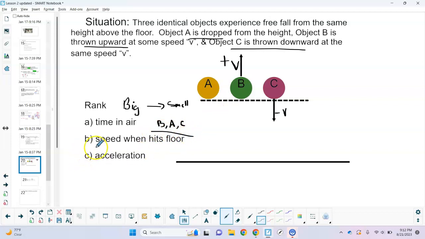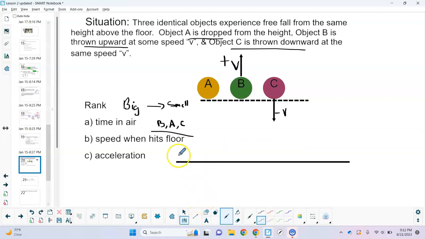Okay. Question B is a little bit tricky, and it says the speed with which they hit the floor. So if we had some sort of measuring device where we can measure how much speed each one runs into the ground with, that's what we're looking for. So let me pause and give you guys a chance to answer this one.